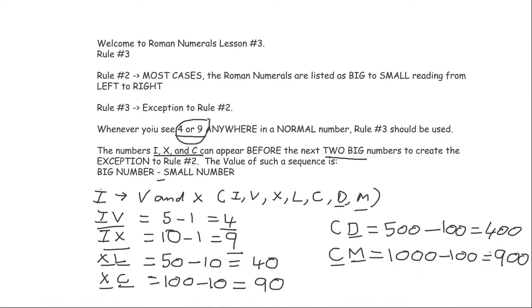All right, so that is rule number 3. It's confusing, but you have to remember there are only 6 numbers: IV, IX, XL, XC, CD, and CM. That's it. Whenever you see 4 or 9, you know that you'll have to use rule number 3. We'll see more examples as we go along, which will make it a lot clearer. And that brings us to the end of lesson 3.